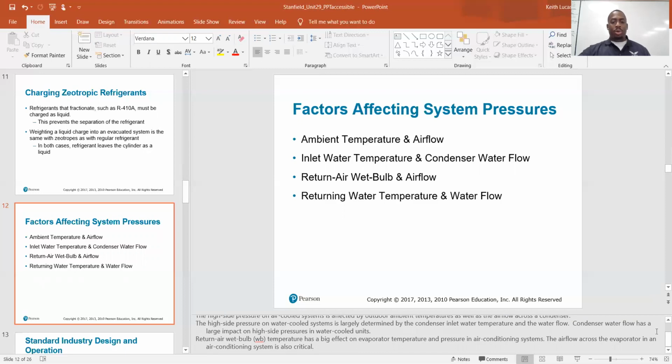Return air wet bulb temperature has a big effect on evaporator temperature and pressure in air conditioning systems. The airflow across the evaporator in an air conditioning system is also critical. So again, if there's poor airflow across that evap coil, it will ice up in the cooling mode. It'll even cause problems in the heating mode if there's low airflow. It'll keep tripping your high limit switch.